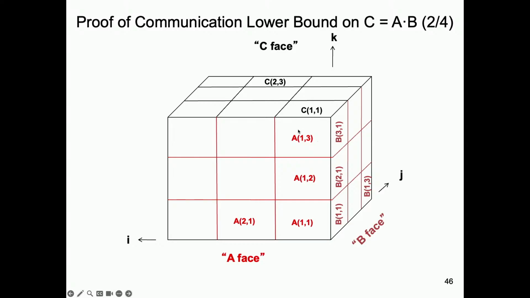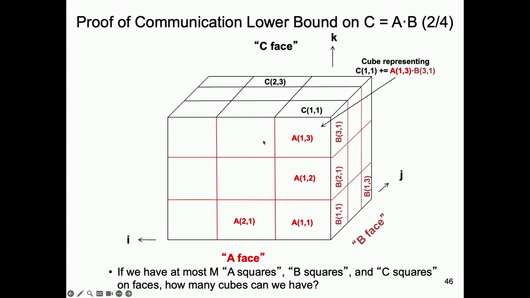So what do the cubes inside represent? They represent the operation. So what does that cube need in order to do its work? This cube here is doing C11 is updated by A31 times A13 times B31. So it needs the data on the three faces. And so what I'd like to do is say, if I can have M squares on this face, and that face, how many cubes can I have? That's sort of the bound that I want to make.